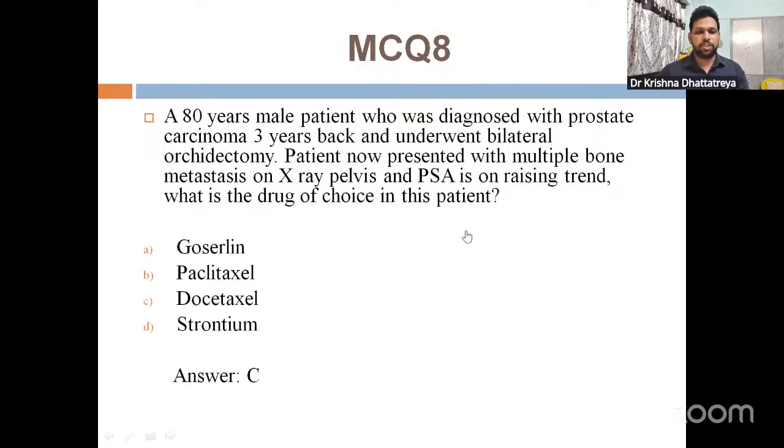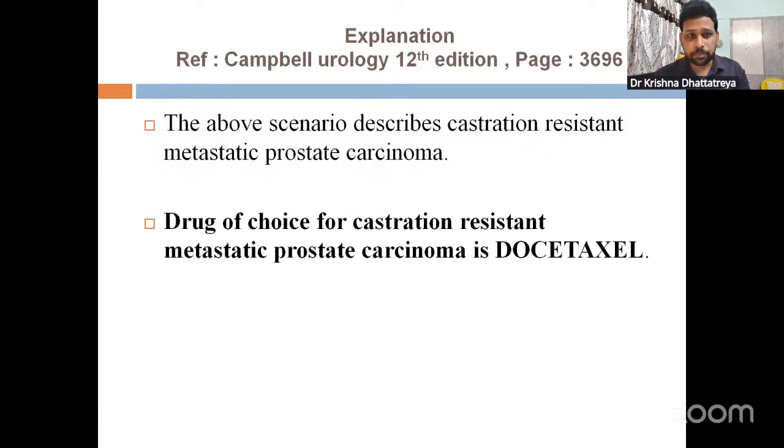The straightforward answer in this question: the drug of choice for metastatic castration resistant carcinoma. That means this patient is already castrated, still he is not responding. There is a progression of disease. So for metastatic castration resistant prostate carcinoma, the drug of choice is docetaxel. Okay. So the drug of choice is docetaxel.